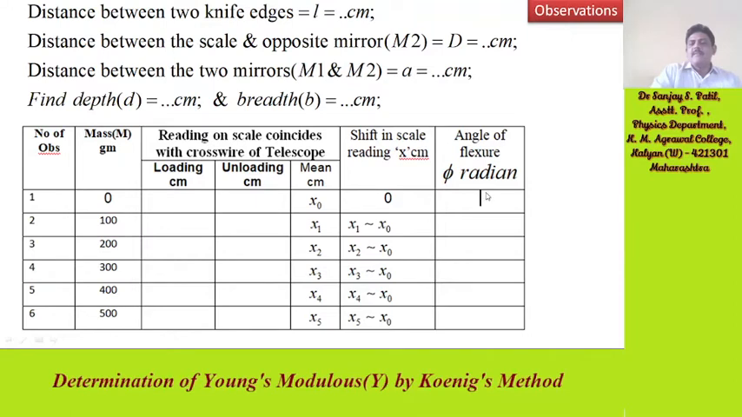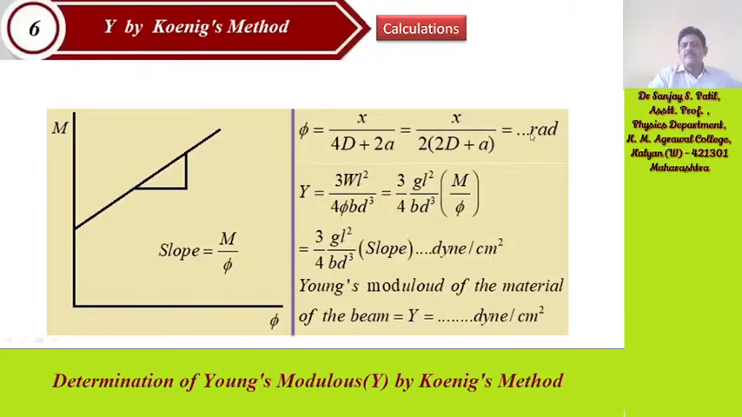The angle of flexure is to be calculated using the formula phi is equal to x divided by 2 into bracket 2 into capital D plus 2 small a. This is the formula, in radians. Now plot the mass along the y-axis and flexure phi along the x-axis. So find the slope m divided by phi.